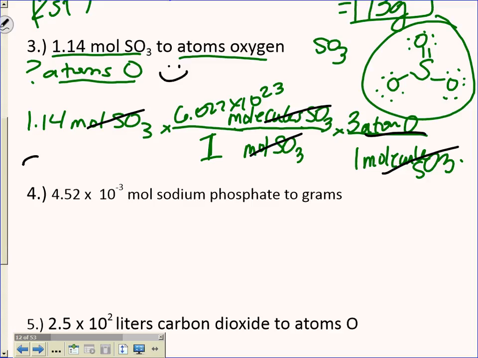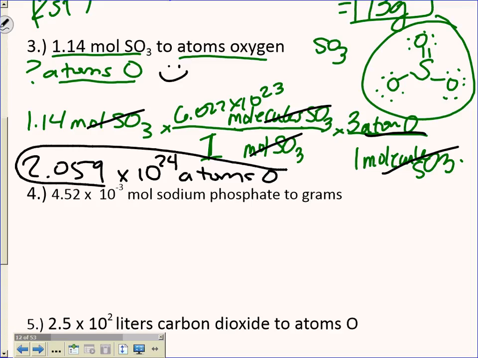Thank you. 2.05 times 10 to the 22... 2.09? Okay, times 10 to the 24th atoms of oxygen. Okay, so what kind of sig fig am I looking for here? How many? 3. This has 3 sig figs right here. This is a constant. Ignore it.